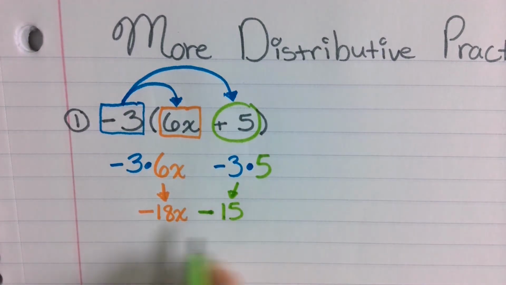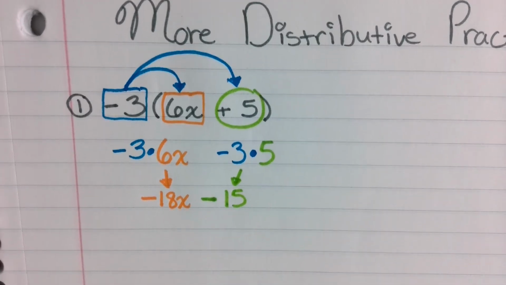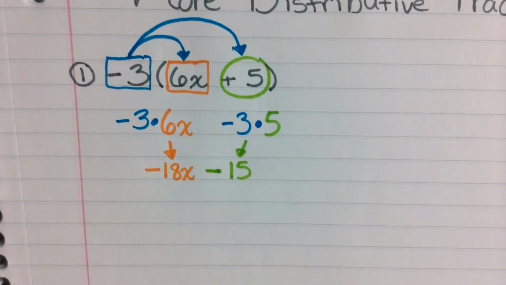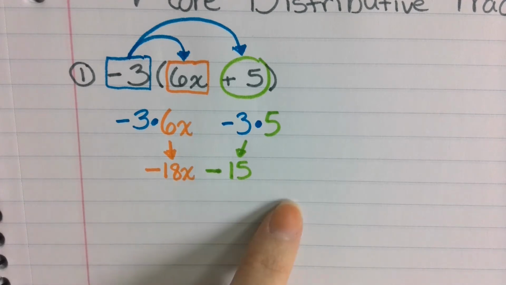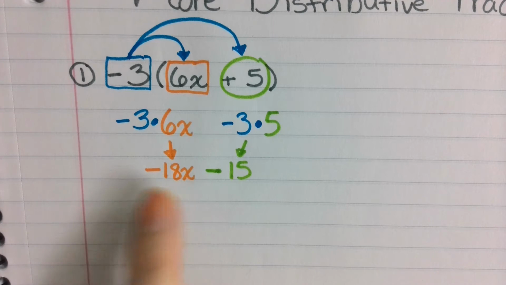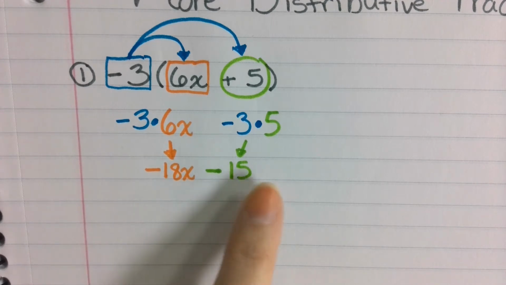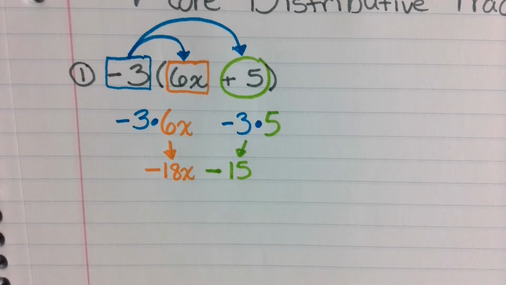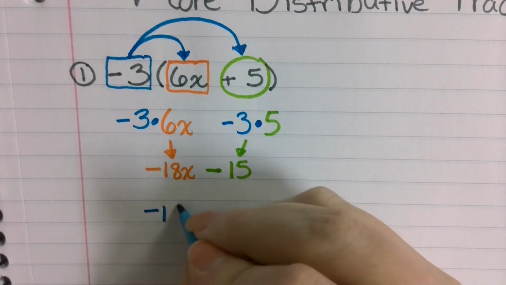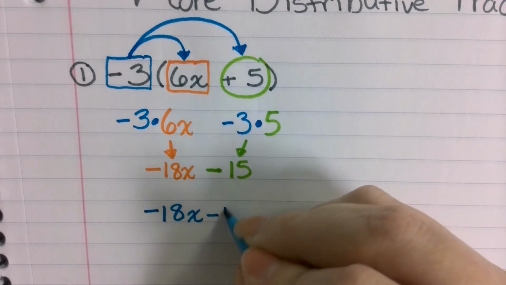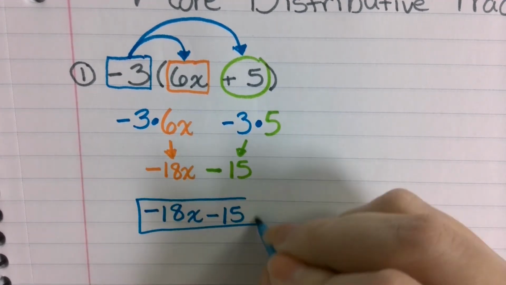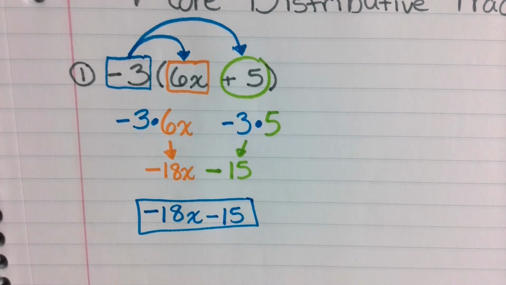Now, I wanted to put these in two separate colors so that you know they're different. They are different types of terms. They cannot be combined together. One of the problems I was seeing last class was people wanting to do -18 minus 15. But that's a -18x. That's why I did it in orange. That's a -15 in green. They're different from each other. They cannot be combined. So your final answer in one solid color is -18x minus 15. And you're done. That is your final official answer.